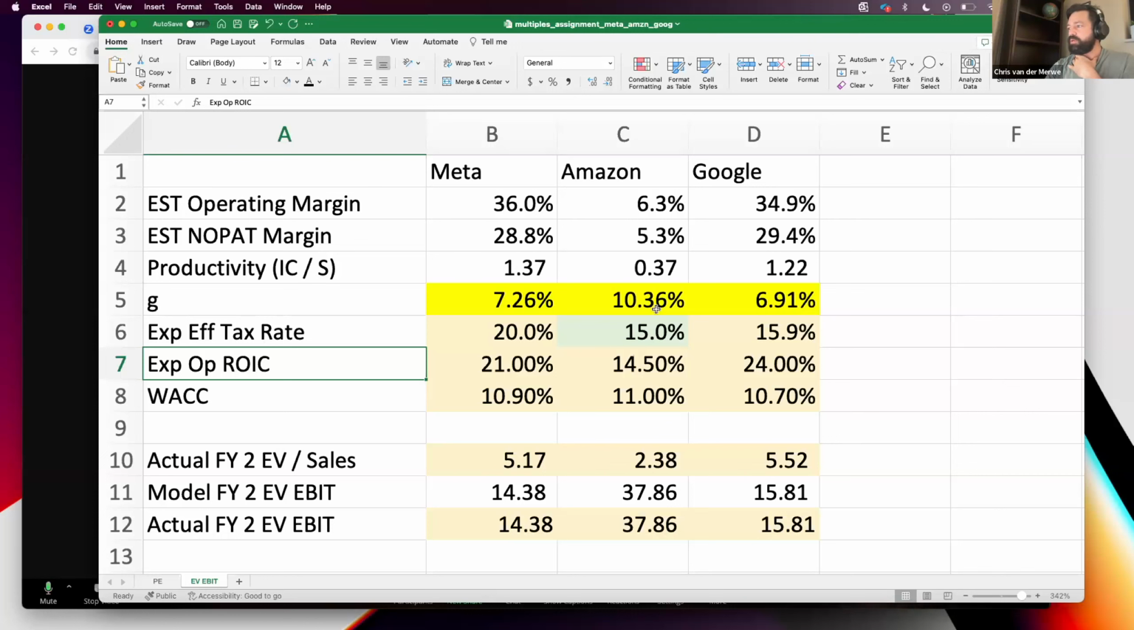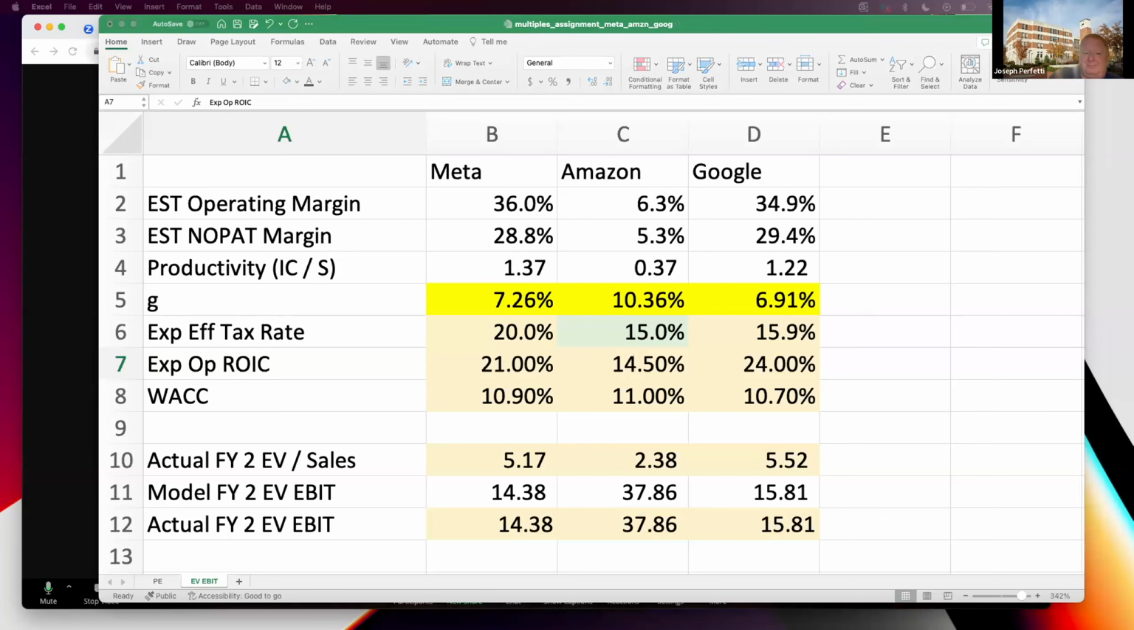Comparing to Google, Meta has a slightly better growth rate than Google at 7.26 versus 6.91. They have a much higher effective tax rate at 20% versus 15.9. A lower ROIC at 21 versus Google's 24, and a slightly higher WACC at 10.9 versus 10.7 from Google. And which of those numbers are leading to the higher multiple for Google?